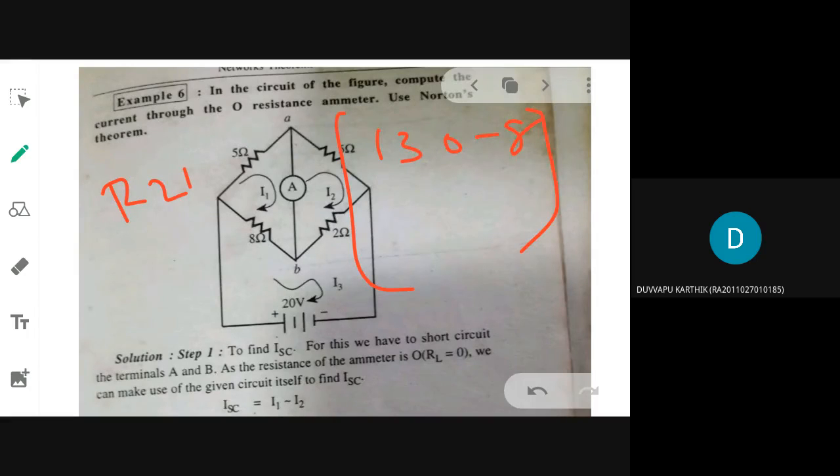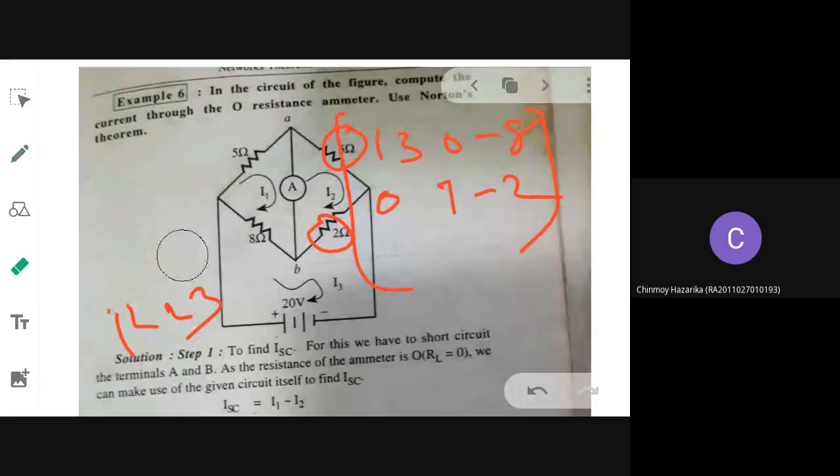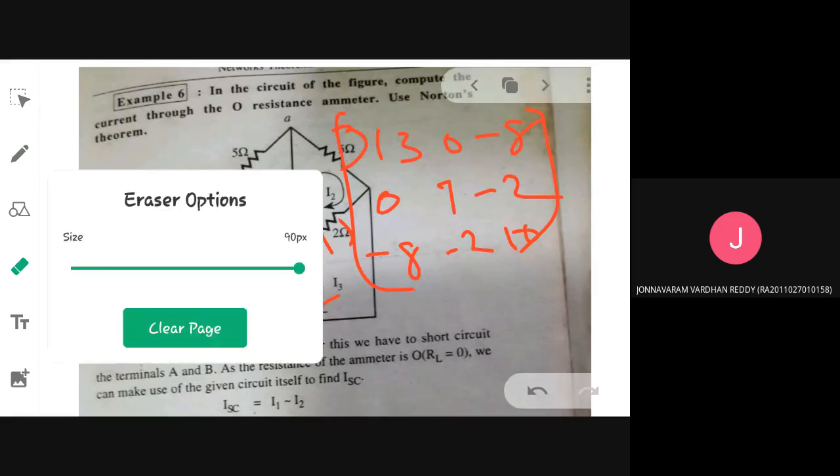What is R22? That is the sum of all the resistances, 7. And between mesh 2 and 3, what value of resistance is there? Minus 2. Now in the same way, what is R31? Minus 8, between these two. And between these two, minus 2. And what about R33? 10. Okay, so this is by direct observation.